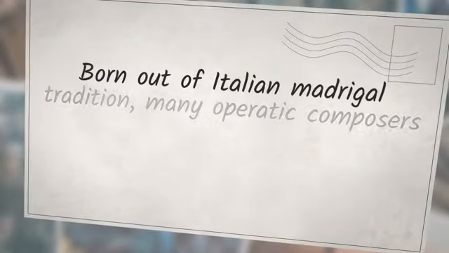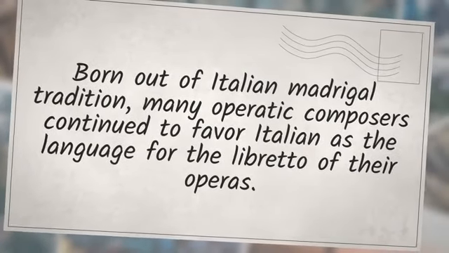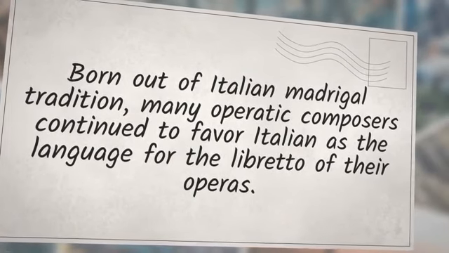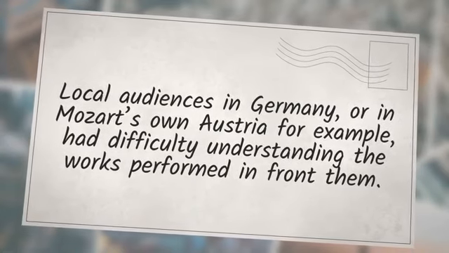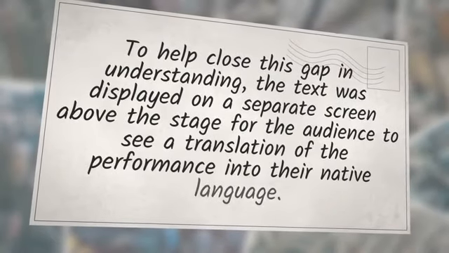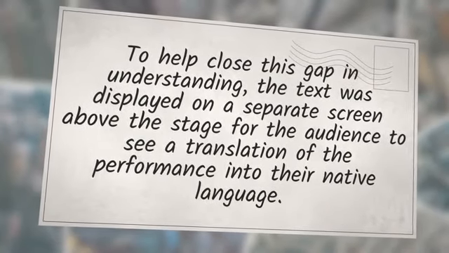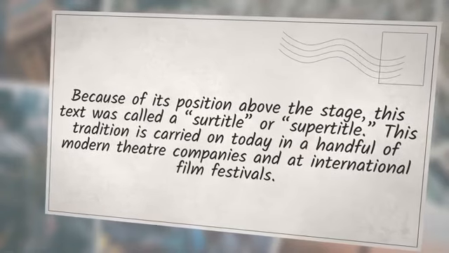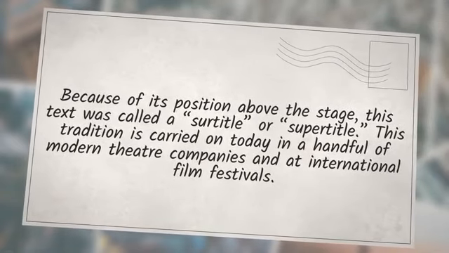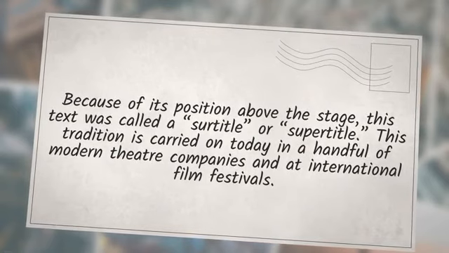Born out of Italian madrigal tradition, many operatic composers continued to favor Italian as the language for the libretto of their operas. Local audiences in Germany, or in Mozart's Austria for example, had difficulty understanding the works performed in front of them. To help close this gap in understanding, the text was displayed on a separate screen above the stage for the audience to see a translation of the performance into their native language. Because of its position above the stage, this text was called a surtitle or supertitle. This tradition is carried on today in a handful of modern theater companies and at international film festivals.